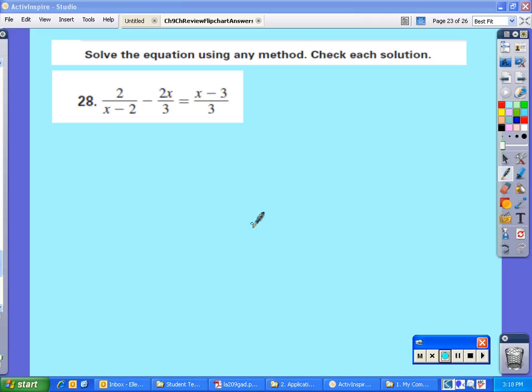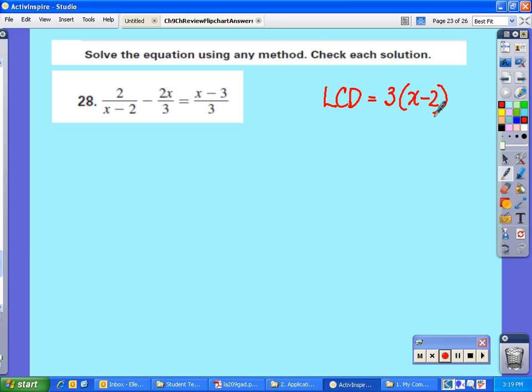On number 28, again, we have an equation. We have more than two terms, so we can't cross multiply. So we'll have to multiply through by an LCD. The LCD in this case has to have a factor of 3 as well as a factor of x minus 2. Remember, to multiply through, we have to multiply the same thing on both sides to maintain the equality.